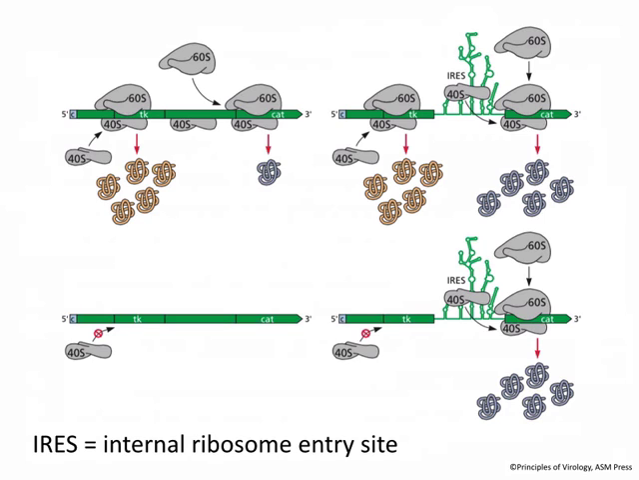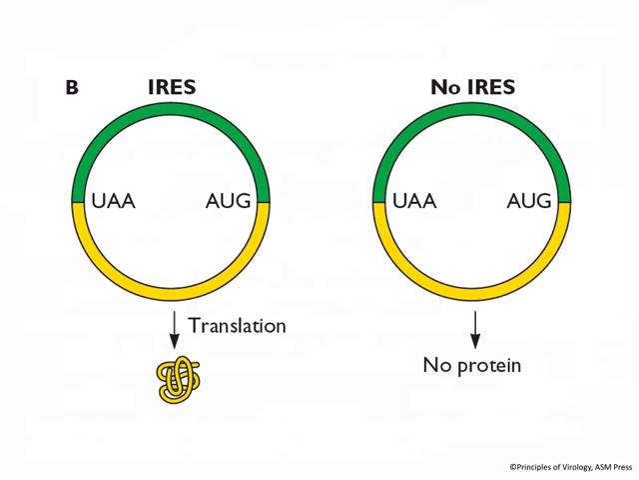A corollary of this finding, this internal ribosome entry site, is that you don't need a free 5' end. Cap-dependent translation requires that free 5' end with the cap. But if you don't have a free 5' end, if you, say, circularize the mRNA, you can't get translation unless you have an internal ribosome entry site. After a number of years, people figured out how to circularize RNAs. It wasn't easy to do. And then they could do this experiment.